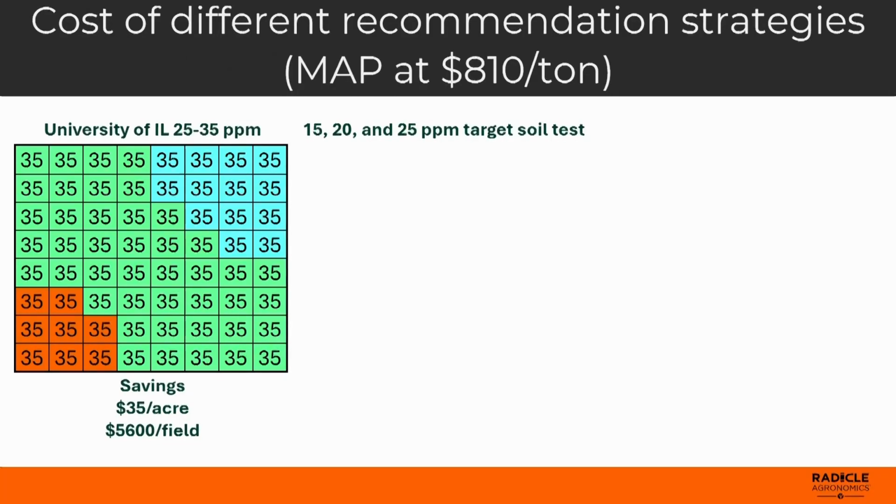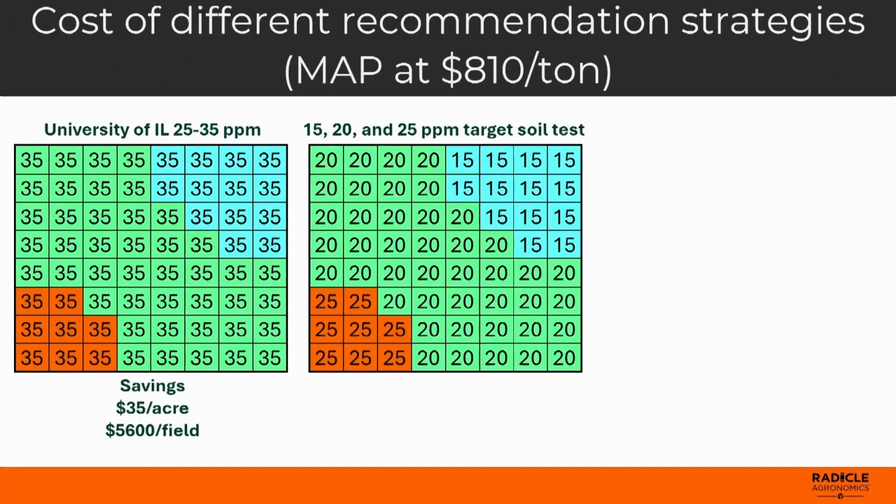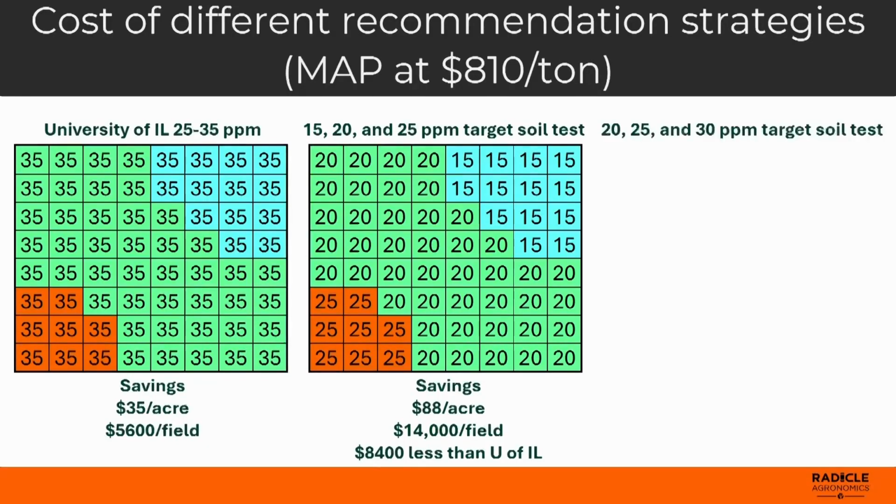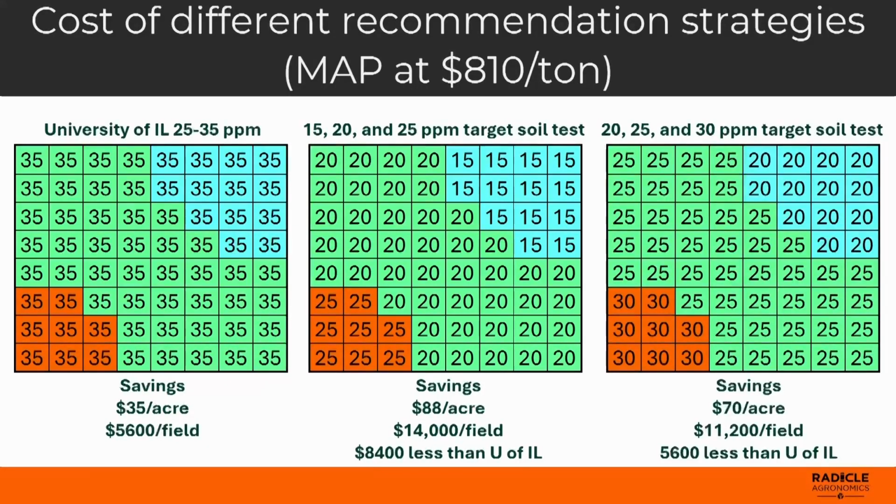If I go to the 15, 20, 25 part per million target soil test, well, now I'm going to save 88 bucks an acre. It's $8,400 less than following the University of Illinois fertilizer recommendation. Even if I go with the 20, 25, 30, okay, I'm saving 70 bucks an acre. It's still $5,600 less than the University of Illinois. It's by saying, what is the soil test level that I want, and then going there and staying there, right? And that's what I want you to be thinking about doing.